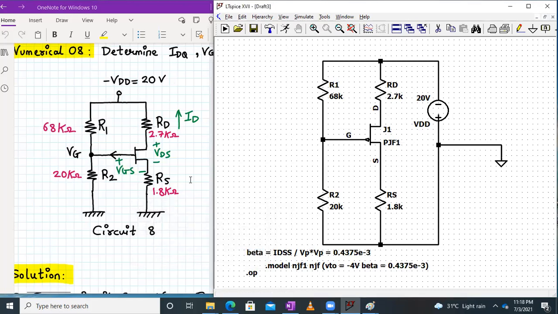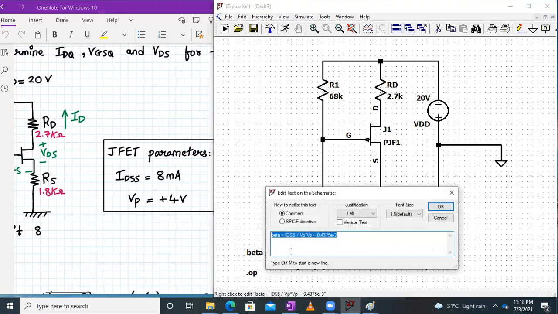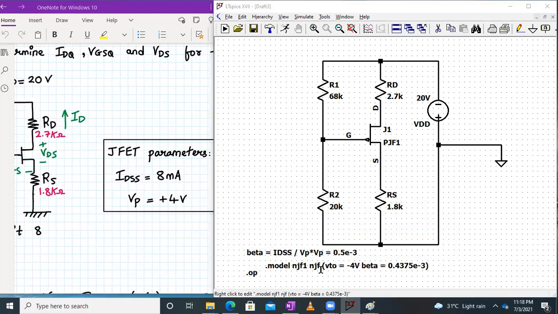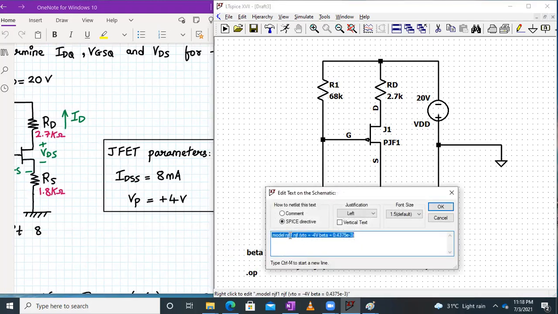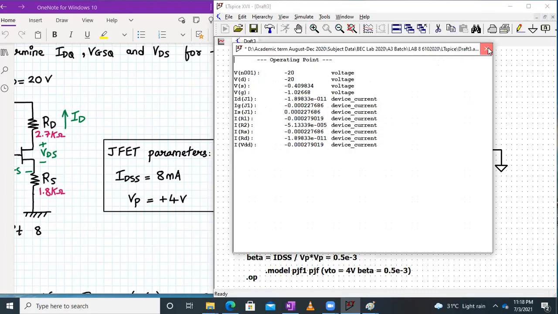Okay, the formula will remain the same. The parameters are 8 and 4 milliamperes. So beta value will be IDSS divided by VP square, that is 8 milliamperes divided by 4 square, which comes out to be 0.5, that is 0.5 into 10 to the power minus 3. Okay, so here in the .model statement, instead of NJF, we will have PJF1. And here also the reserved word will be PJF. The VTO value will be positive 4 and the beta value will be 0.5. Those are the changes we have to do. And now if we go to simulate, click on run, the values will be available.